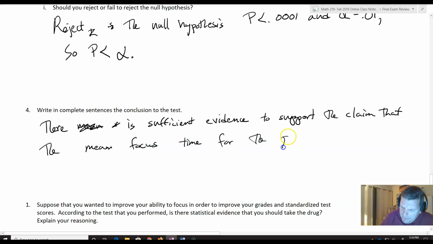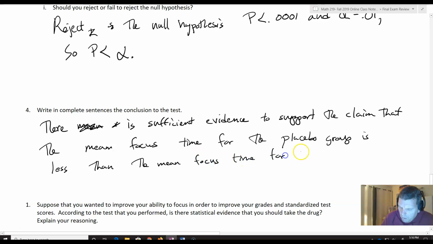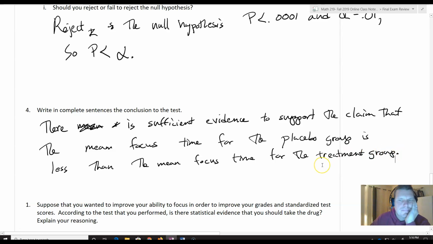for the placebo group is less than the mean focus time for the treatment group. And that's it. Well, that's a great realization, right? Okay, we've got sufficient evidence to support the claim that the mean focus time for the placebo group is less than the mean focus time for the treatment group.